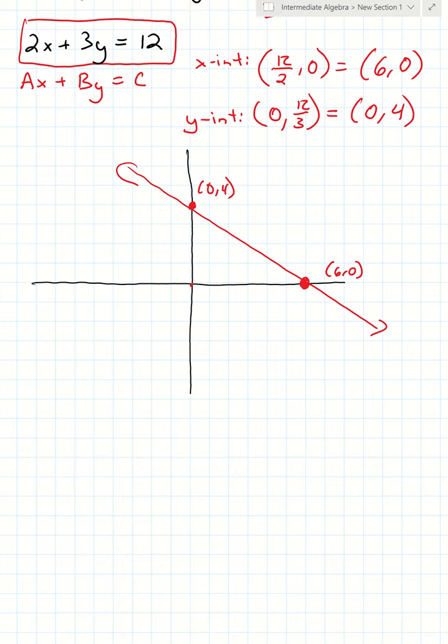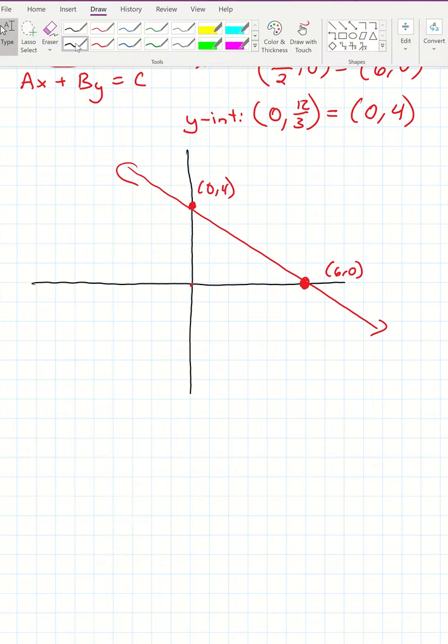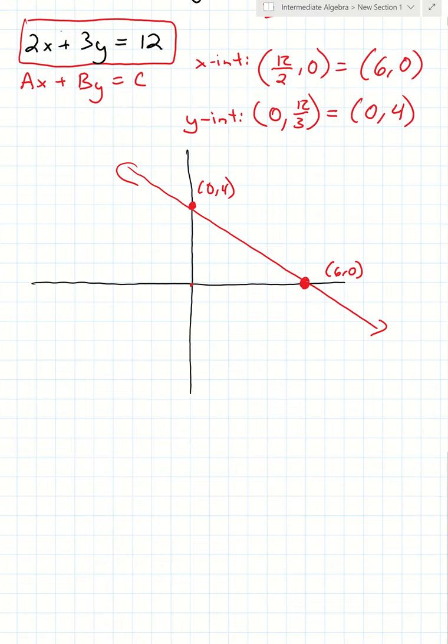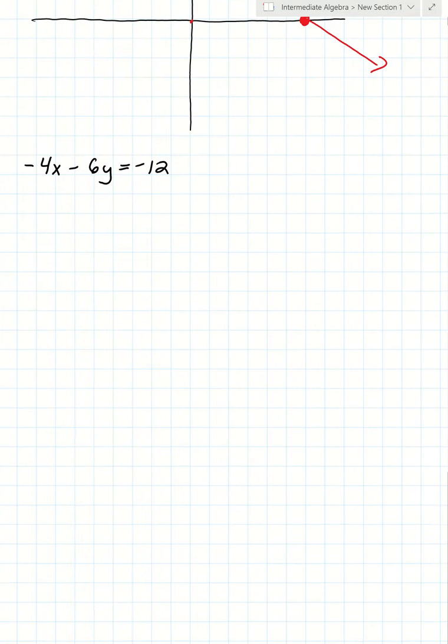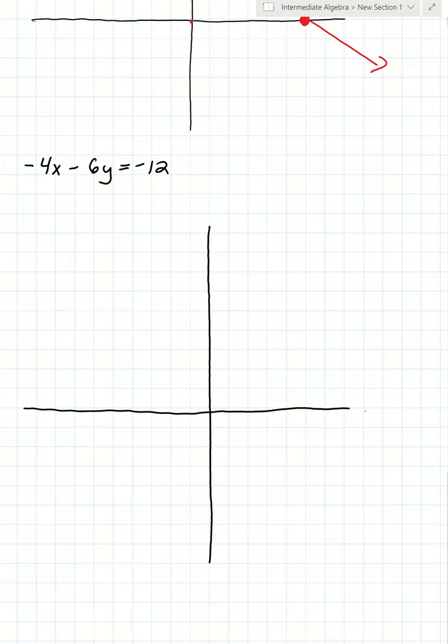Let's try another one. Let's say we have an equation now of maybe negative 4x minus 6y equals a negative 12. We want to graph this equation on the coordinate plane. Let me start by putting my coordinate plane up. Here's my y-axis. Here's the x-axis.